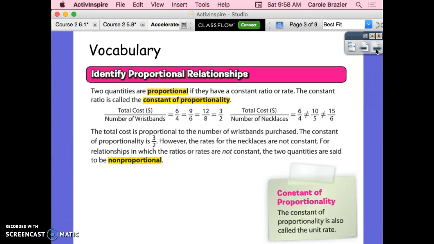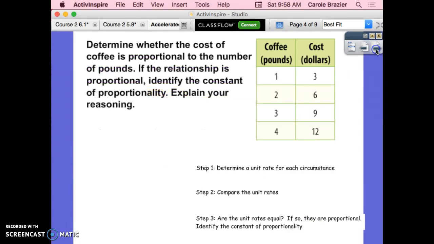And then if it's not proportional, then they don't have anything the same. The rates aren't the same and the ratios aren't the same. So make sure you have these three vocabulary words in your notes. If you have any questions during any time of the video, please make sure you star it in your notes so we can cover it when I get back.